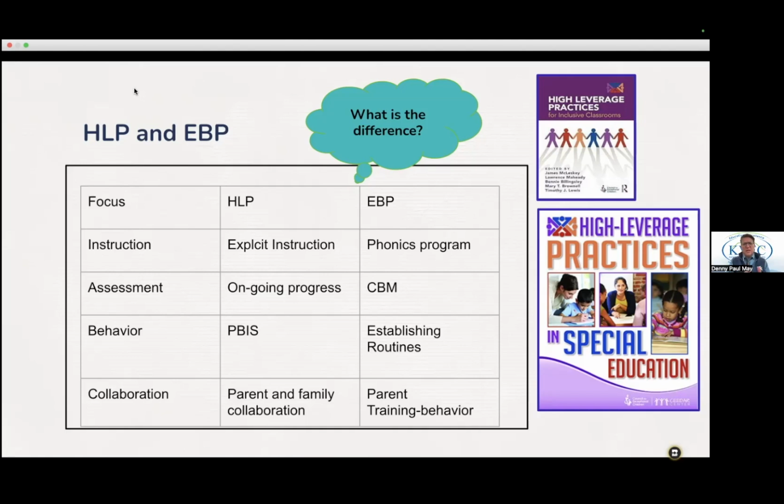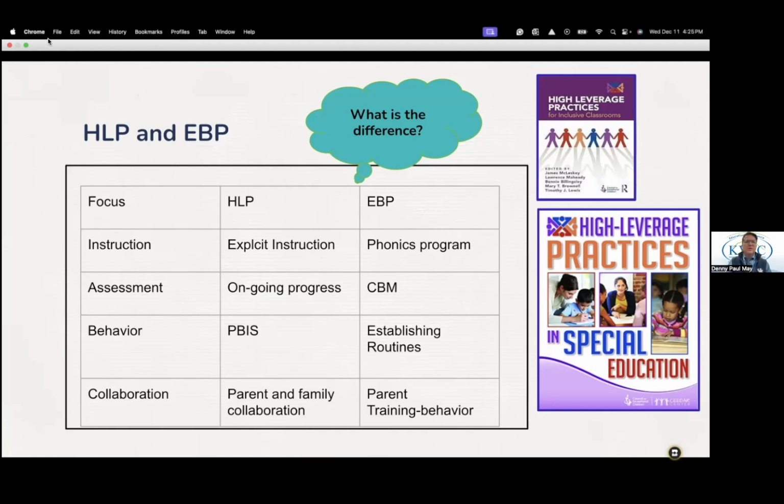If we're looking at collaboration, we're looking at parent and family collaboration. And then we break it down to an evidence-based practice. We would break that down to, we're going to do some parent training on behavior. If we're looking at PBIS, it might be establishing routines. If we're looking at ongoing progress, it might be that we're using curriculum-based measures as opposed to duration recordings. If we're looking at instruction, it might be explicit instruction, but then when we get to the evidence-based practice, we're looking at a particular phonics program like Orton Gillingham.